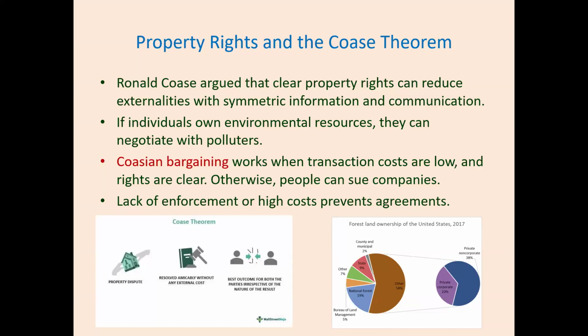There's a phenomenon known as Coasian bargaining, which is illustrated on the bottom left. The idea is that you have some property dispute and it's resolved. It can be resolved amicably without any external cost if the individuals can come and negotiate. And what I mean by property dispute is, for instance, you might be burning leaf in your backyard, but it affects somebody else's property because they're downwind from you and they get all the smoke. So you can negotiate some agreement where you stop burning your leaf and they give you something else in exchange, like maybe they cut your grass once a week.